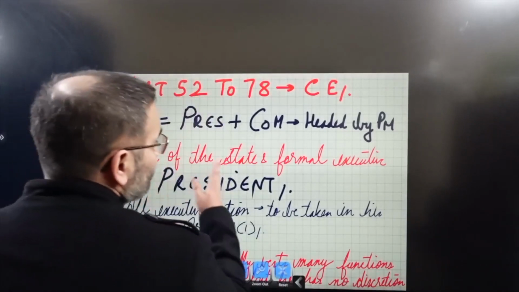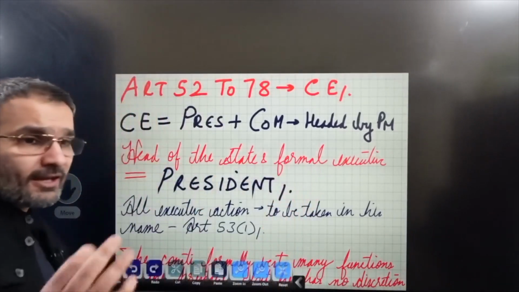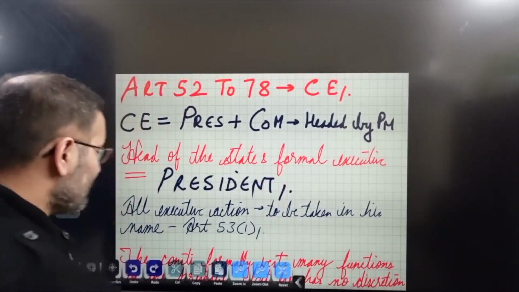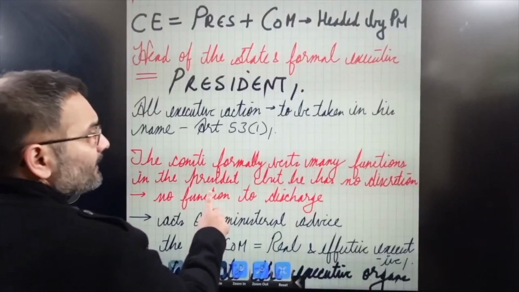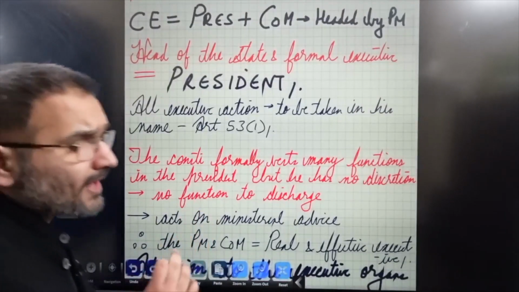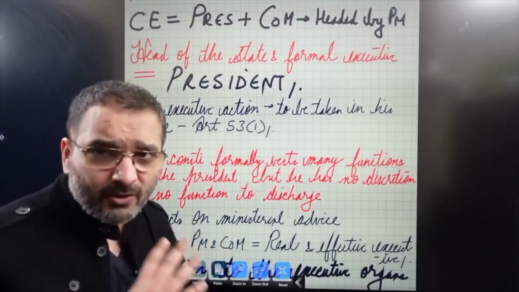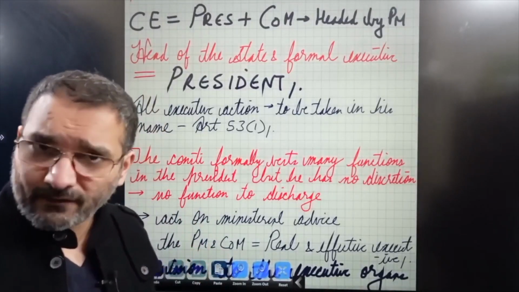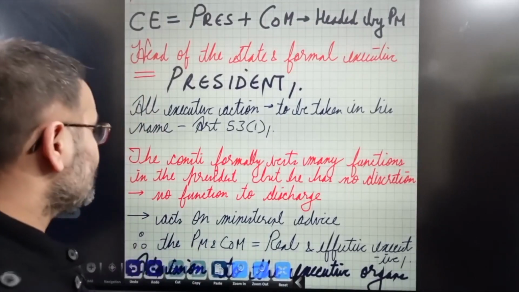So the head of the state and formal executive, who is the head of the state and formal executive? That's obviously the President. All executive action is to be taken in his name. That is what Article 53 clause 1 says. I'm not quoting directly the article because I've kept it reserved for another lecture, as I've already told you.